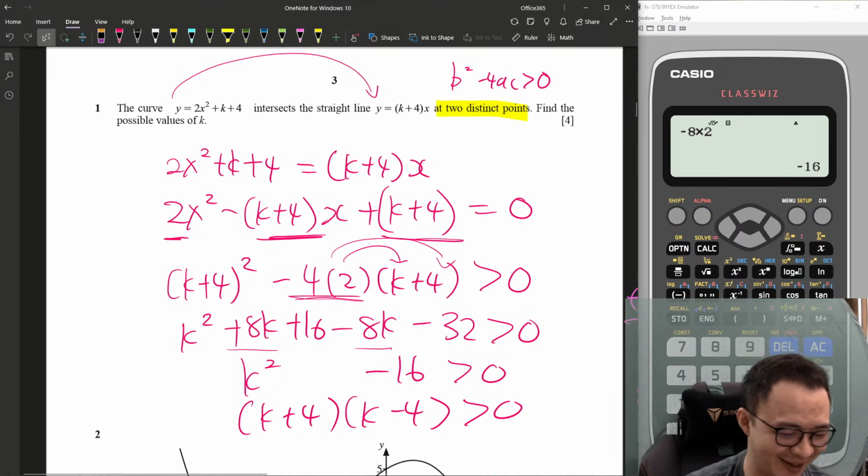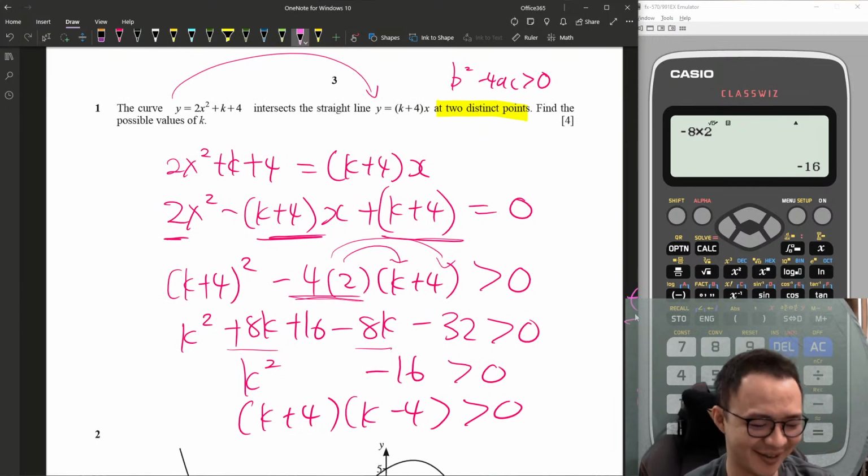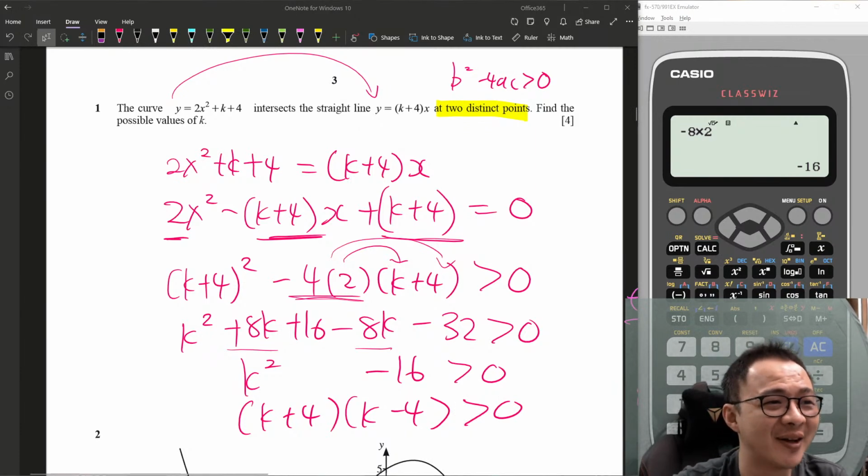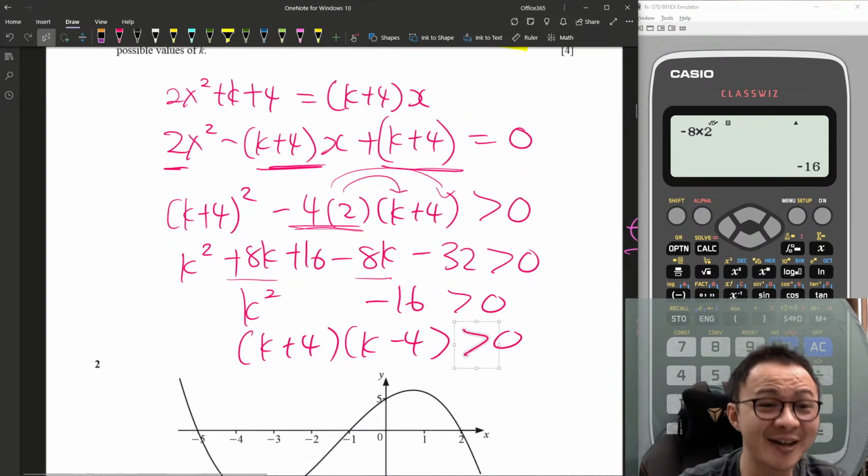Just a plus here. I'm not sure why this is k plus 4; suddenly I inserted k minus 4 into that. This is just a very stupid mistake. Anyways, I hope you guys don't make this kind of mistake. Alright.